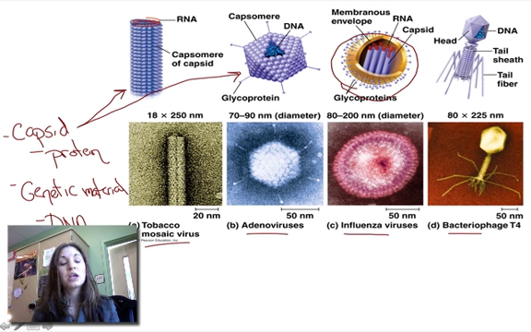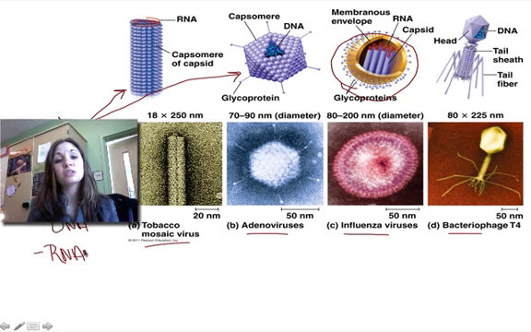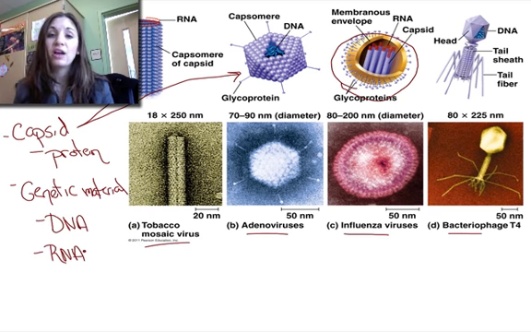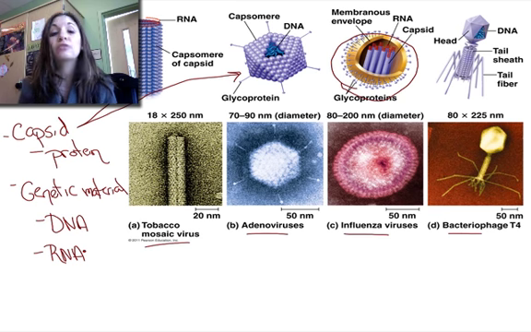Retro because in order for that virus to start to manufacture more viruses, the viral RNA is actually converted by reverse transcriptase into DNA, and then that DNA codes for the new viral proteins. AIDS, the HIV virus, is a great example of a retrovirus, and we'll talk a little bit about that in a minute.